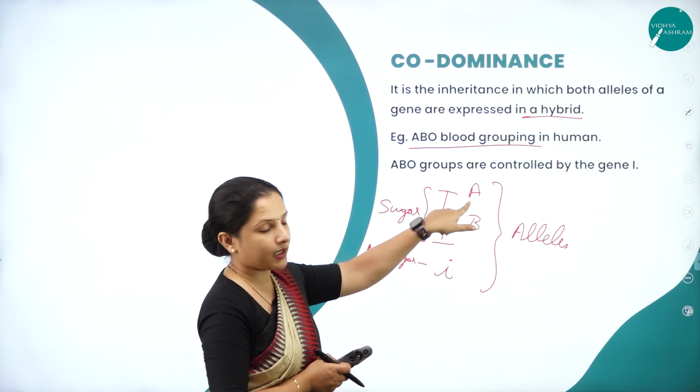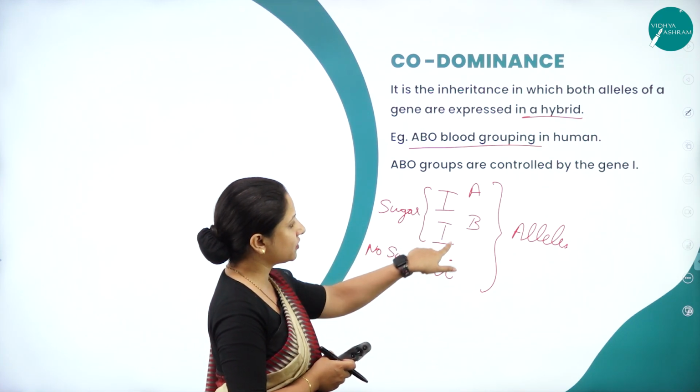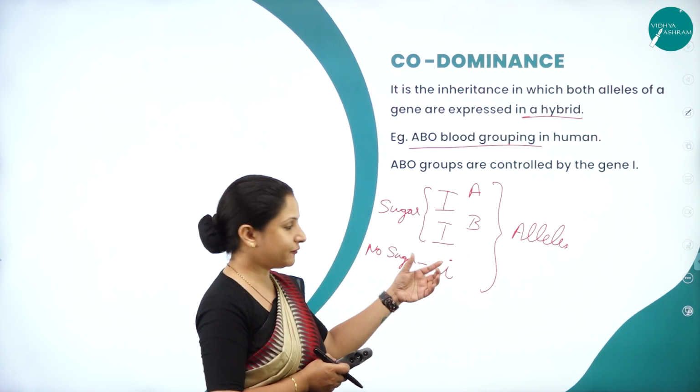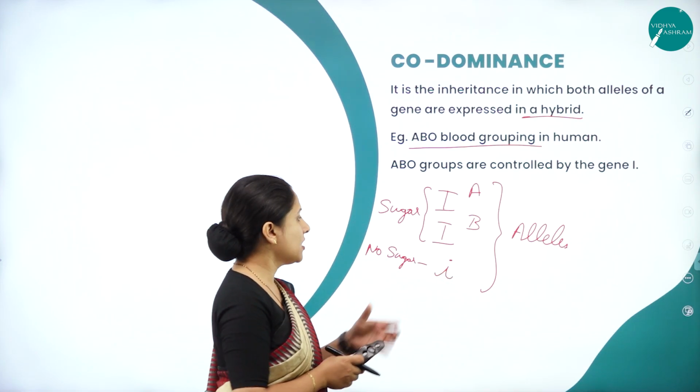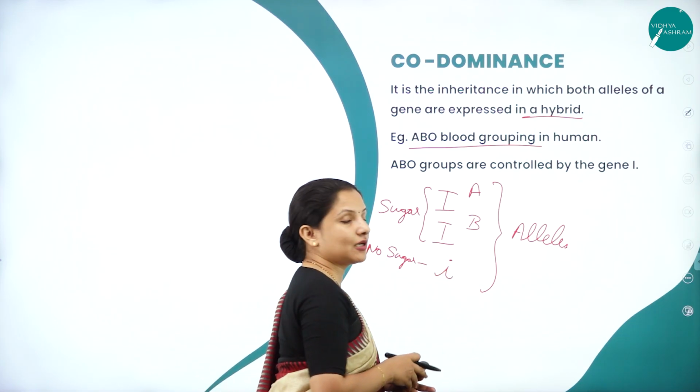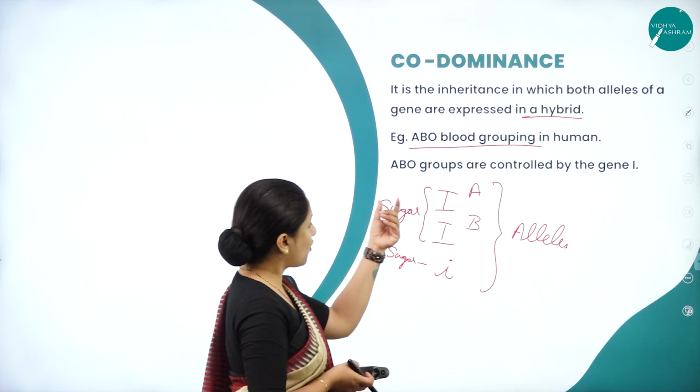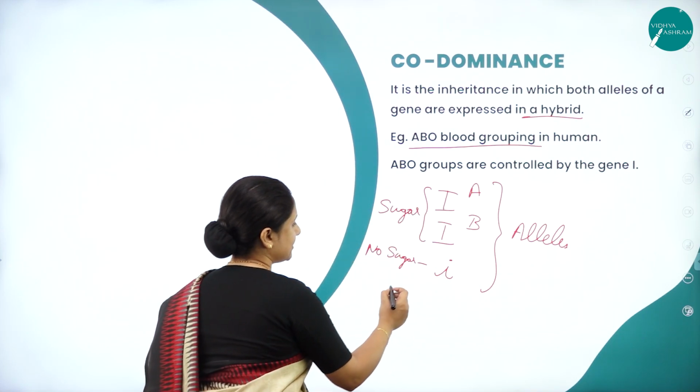The blood group will be A. If IBi is expressed, then the blood group will be B itself, because i is the recessive one. But if ii is expressed, then it will be O blood group. And if both IA and IB are there, it's like this. So it's easy to understand.